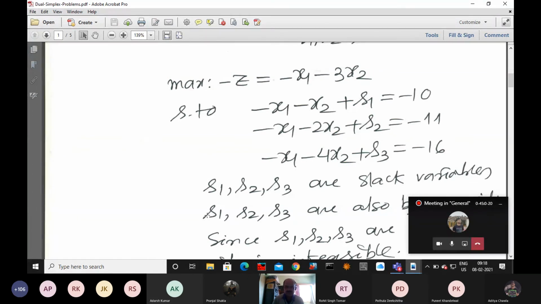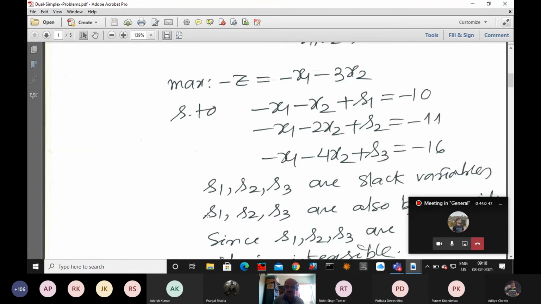If you consider how many variables there are altogether, 2 plus 3, that is 5 variables, and 3 equations. What do you do? If you can reduce the number of equations, we say that we can find the solution.